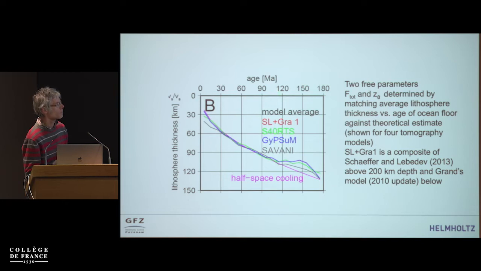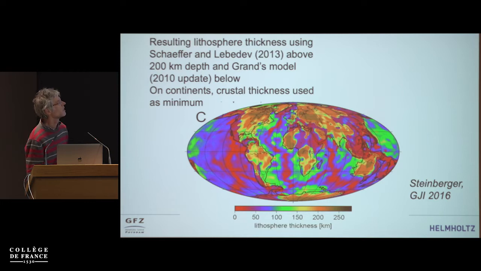Here are four examples for tomography models shown, and in all cases up to about 120 million years, you can get a fairly good fit with this half-space cooling profile if you adjust those parameters. So after adjusting those parameters, I use the same model then also to determine lithosphere thickness for continents. Now this is the lithosphere thickness model I came up with, and it sort of makes sense. It's mainly based here on the Schäfer and Lebedev tomography model at shallower levels, and on Grant's model deeper down. And yeah, so you see ridges, and you see cratons, and other people have shown similar models.